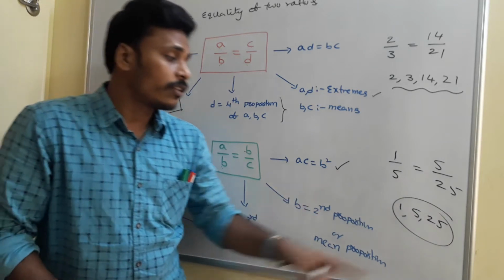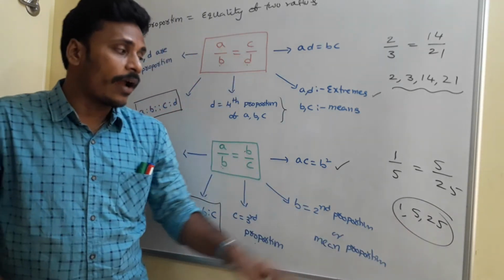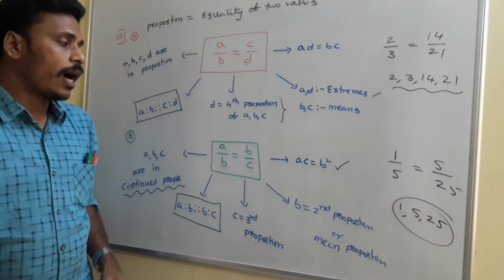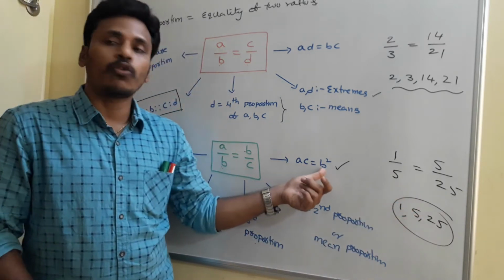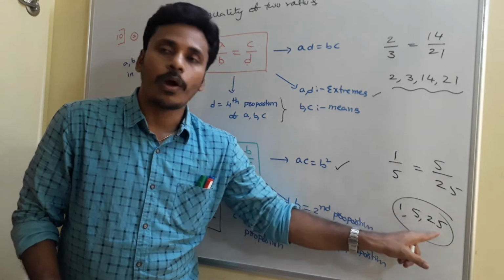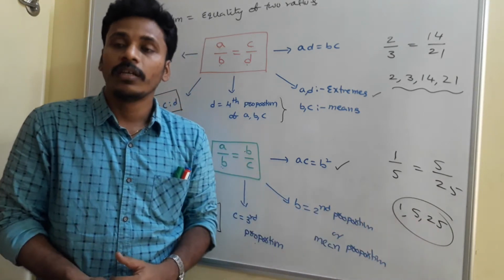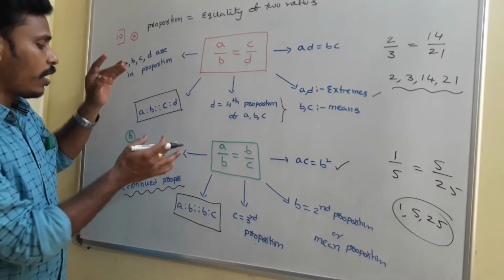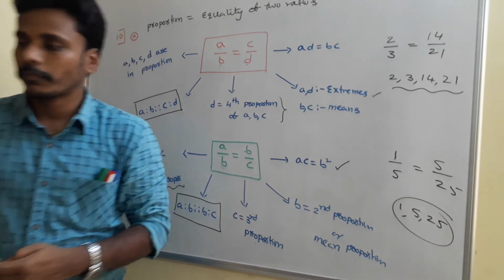In this case, 25 is the third proportion and 5 is the mean proportion, and AC is equal to B square. 5 square is equal to 1 into 25 also happens here. Just have a look at the proportion and the mean proportion.